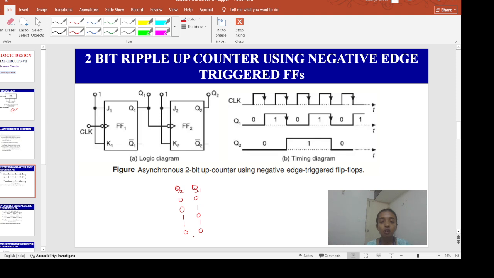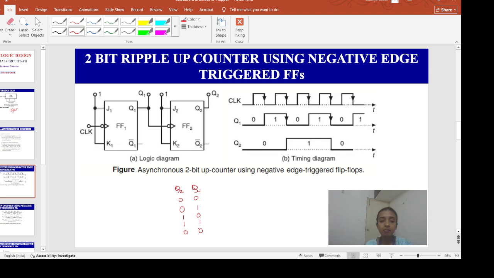Alright, so for subsequent clock pulses, the counter goes through the same sequence of states. So it acts as a mod 4 counter, where Q1 is the LSB and Q2 is the MSB. How is the counter counting? 00, 01, 10, 11, 00, 01, etc. Right?